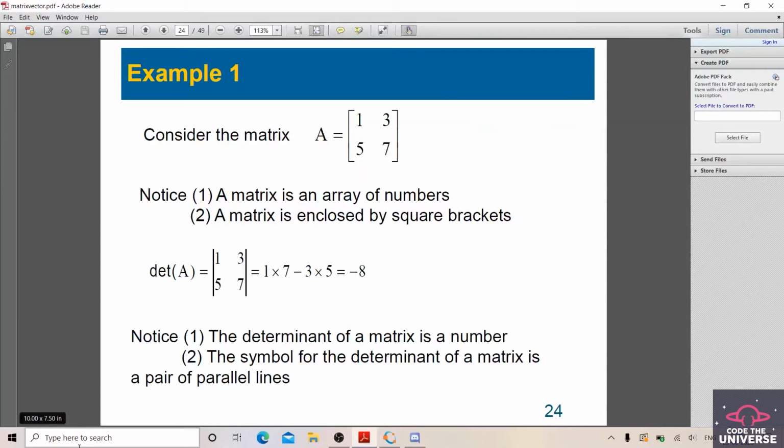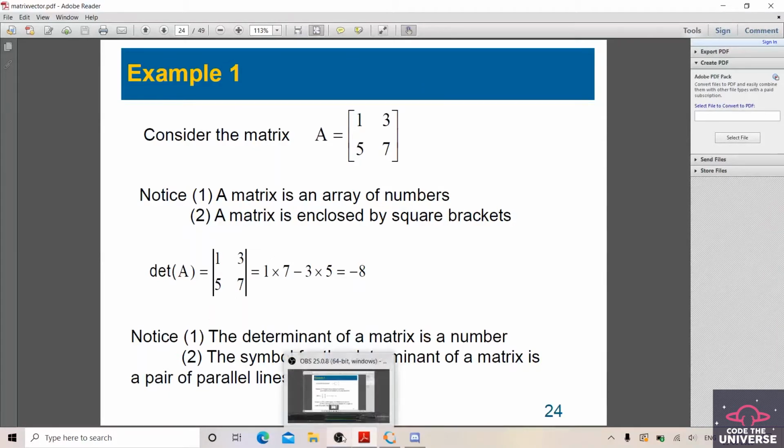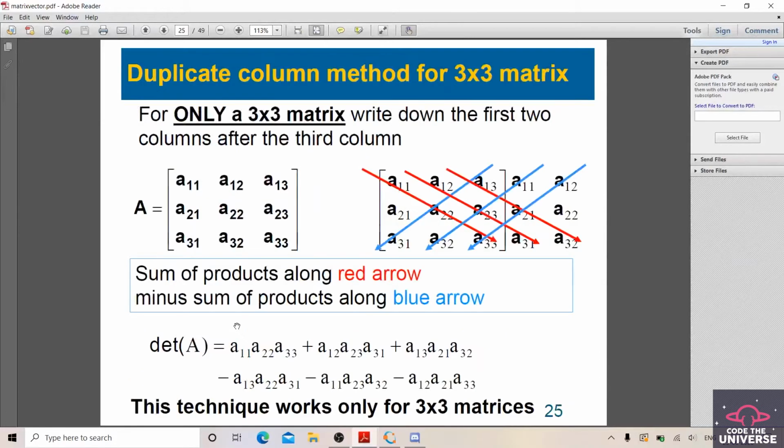We have just done some calculation examples in this slide. One more thing you need to understand is that a matrix is denoted by square brackets, while a determinant is denoted by these parallel lines. It's just to show that you're calculating a determinant there and that it's not just a matrix.